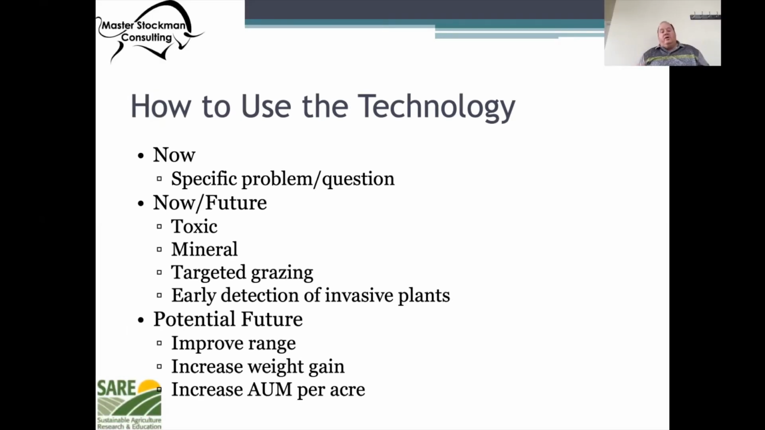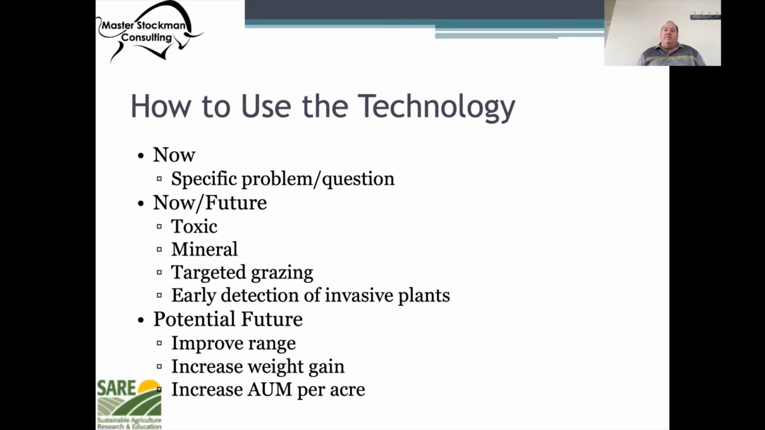So I think the real way to utilize this information to manage, to look at it as a business and a management tool, is to look at the potential future. And when we do that, there's three different ways that I think about. The first way is really to improve range. When we start talking about working on toxic plants, helping understand our mineral needs, targeting grazing, early detection of invasive plants, and some of those things, we're really talking about improving range.